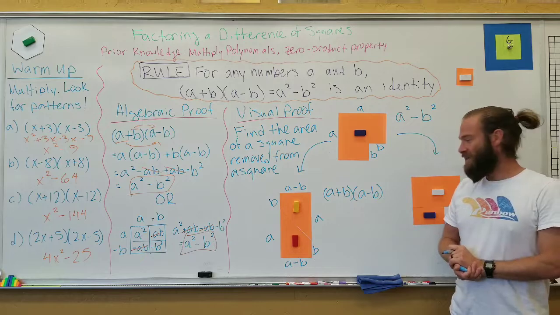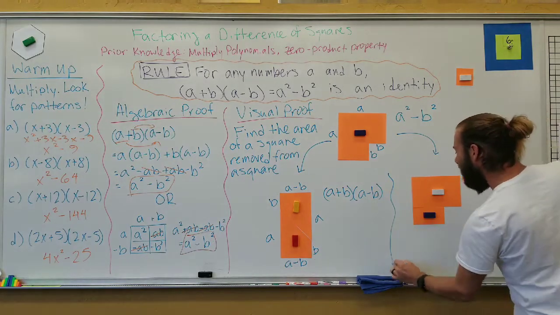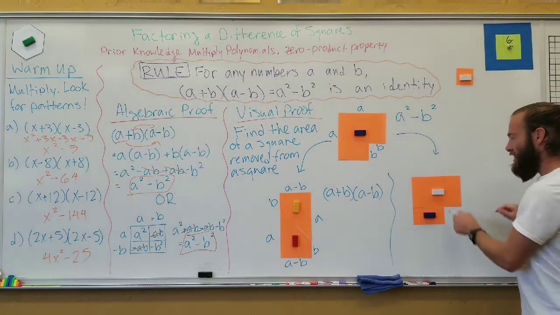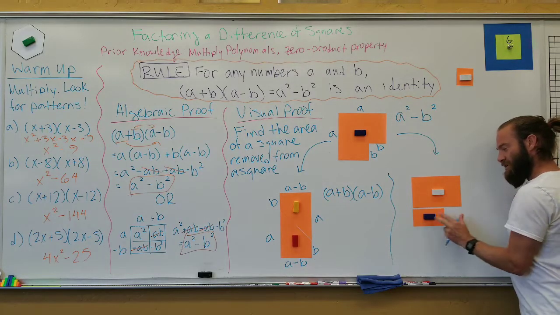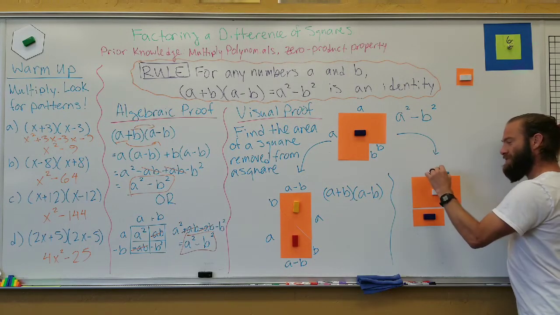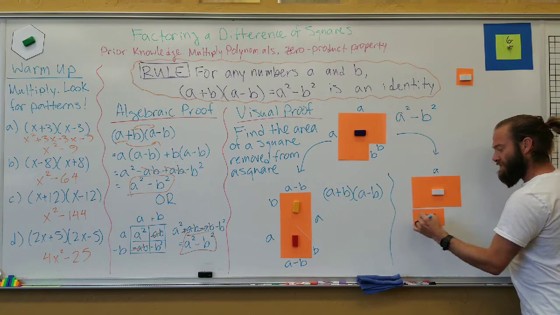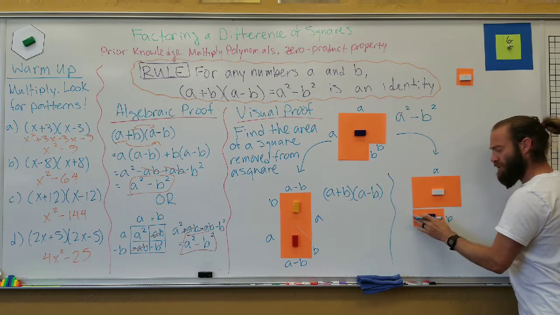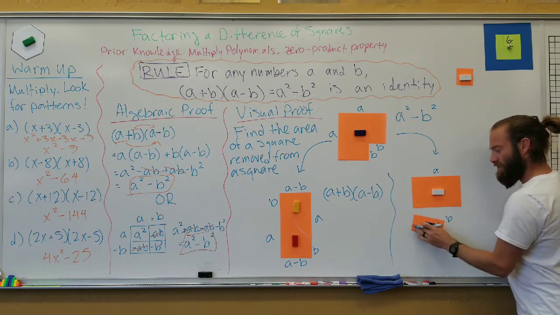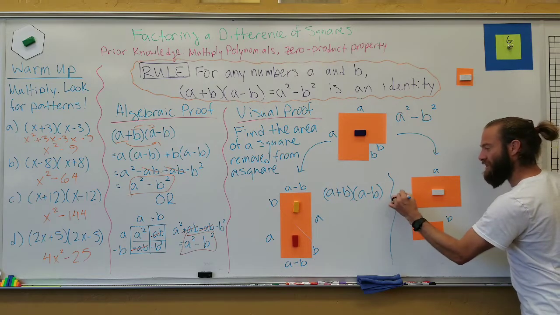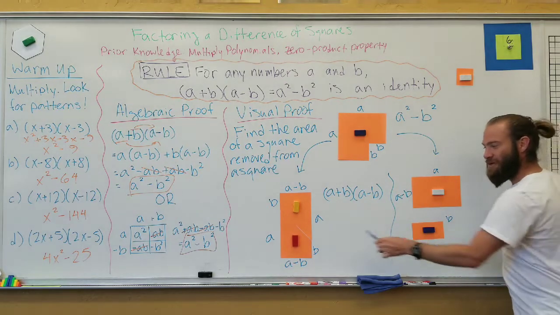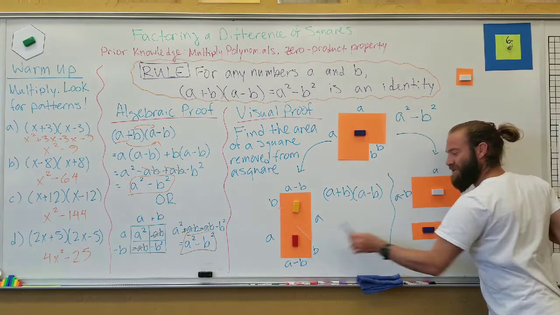Super cool, huh? There's another way to break this down and still get this result with a different cut. Instead, I just cut it right here. This is still a, and this is still b, but notice when I remove this, I had a and I took b away. So this has a minus b as its width. Maybe you recognize that it's the same as that.